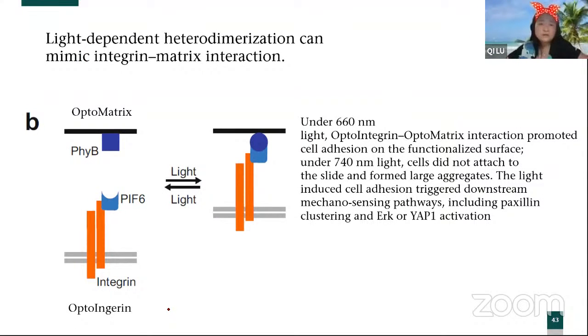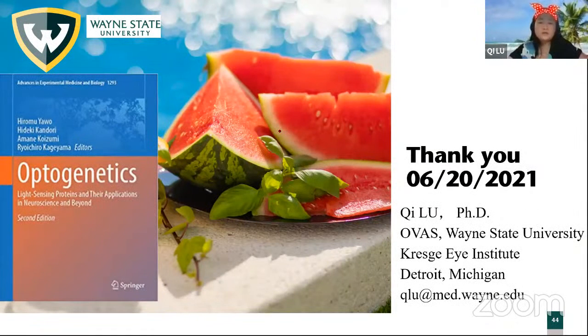Another already described system is the integrin optogenetics. The integrins that were fused with PhyB at the cell adhesion surface can be linked with PIF6, and using light these two bind together, and the light can induce cell adhesion and trigger a downstream mechanical sensory pathway. So this starts the signal crosstalk between the cells and the extracellular matrix. So that's all.